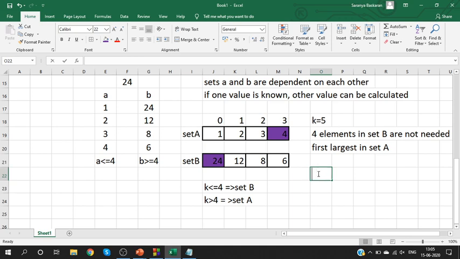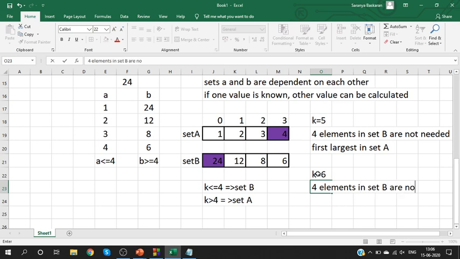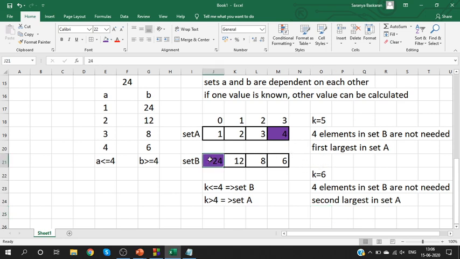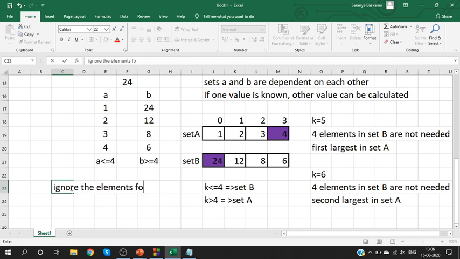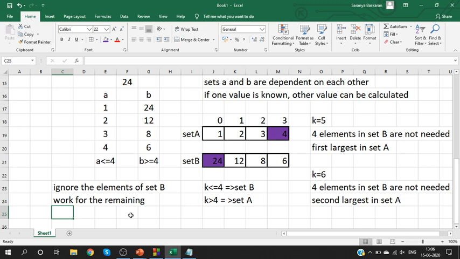Take the first largest of set A. Similarly, when k is 6, 4 elements in set B are not needed. Take second largest in set A. Can you all understand the logic? Ignore the elements of set B. When you need the required elements, ignore the elements of set B. Work for the remaining. Can you understand this? This is how I approach the problem. Not the compulsory approach, but my way of approach.